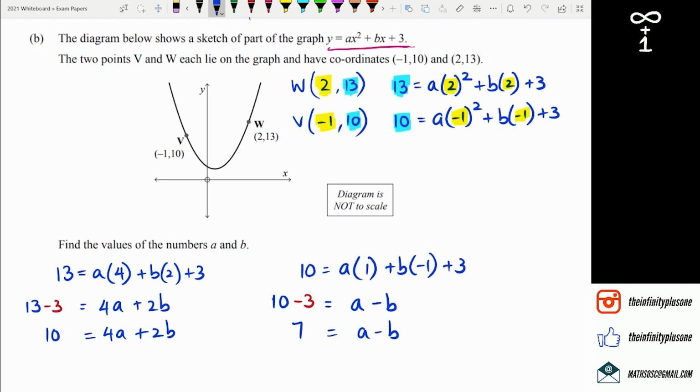As I said to you guys before, I was going to use the substitution method in this particular question. If you want to have a look at how the elimination method looks, go back to the day 1 version of this paper and have a look at how I did it with elimination.